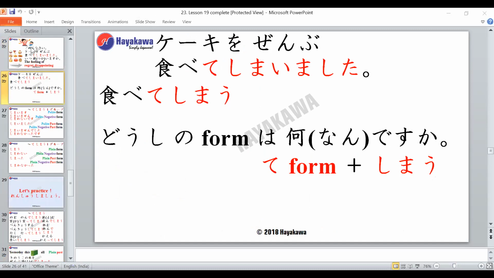So we have tabete shimau, right? So doshi in a form wa nan desu ka? What is the verb form over here? Third form. Very good, Siddharth-san. So it is your te form plus shimau. That's how we make this form. Any doubts over here?